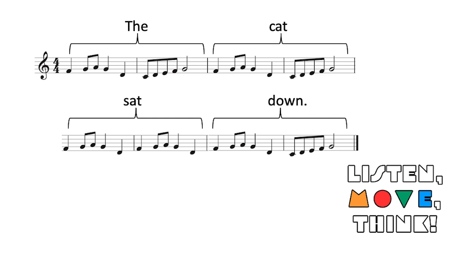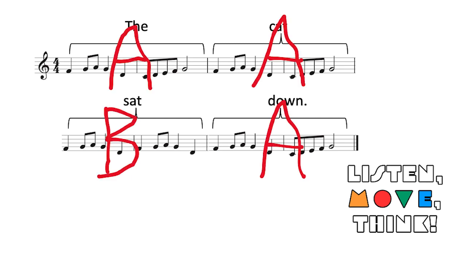And if I put the words, the sight words, over the patterns, you can see the cat sat down. The, cat, sat, down. The cat sat down. It makes sense. And in music, this particular pattern has a superstructure of AA, because it's the same pattern twice, B, different pattern, back to the first pattern.